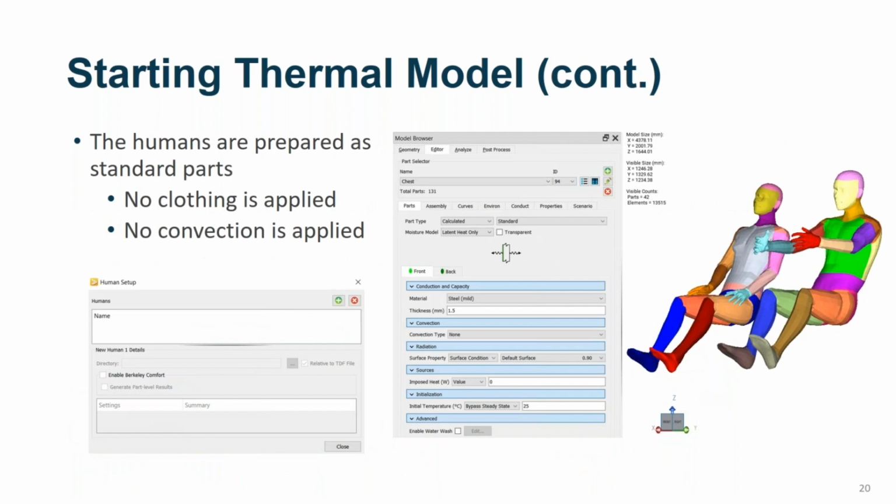Some more setup for the thermal model. The humans are just prepared as geometry at the start of this process. So no clothing is applied, no convection is applied, nothing is in our human setup dialog. Traditionally in our human setup dialog, we'd have to set up a body part map, Berkeley comfort reference state, and a thermal reference state for the human. All that is done by this process, so it takes some of the manual work out of setting it up.